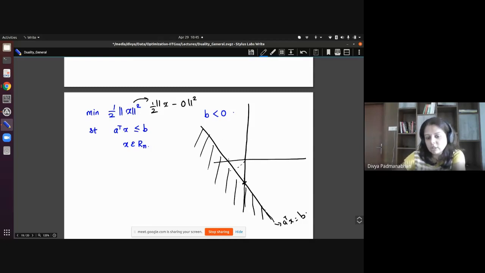So if it was for the line, then you would have A transpose X equal to B. So that would be the shortest distance to this line. But in this case, it's the shortest distance to the half space, right?